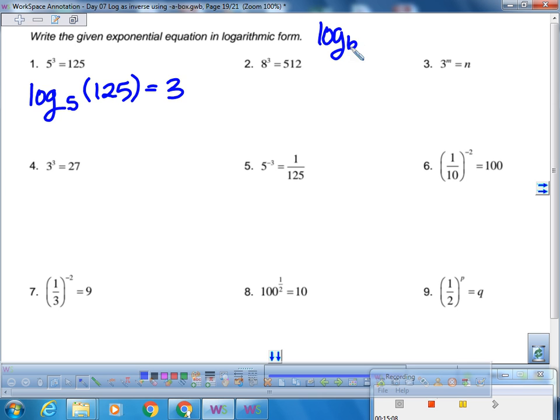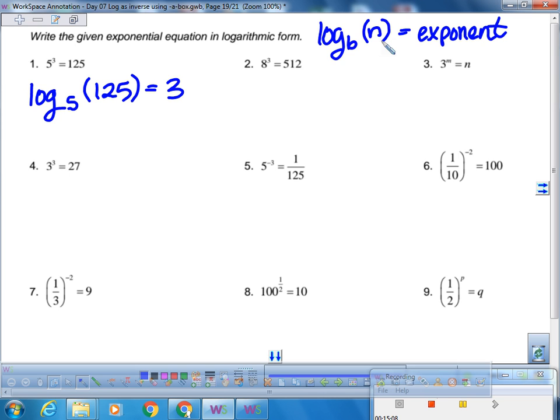I'm going to write it over here. Log base, exponent, equals a number. Make sense? That's what you do with all of these. 1 through 9, you're going to change it into this form. You know this is your base, this is your exponent. You're just rearranging it. We're just rewriting it.